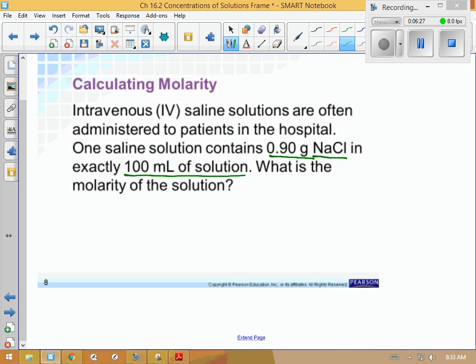Everybody good with that? Our first step here: did they give us moles of solute or grams of solute? They give us grams. How do we convert grams? We're going to have a conversion factor. How do we convert that to moles of sodium chloride? Anybody remember? We need to get out our road maps.